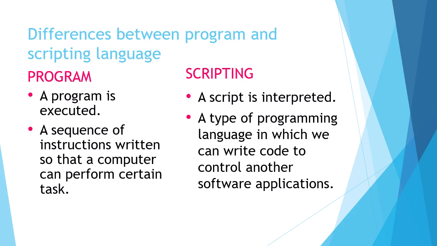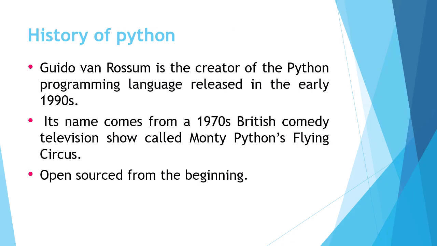Difference between a program and a scripting language. A program is executed, but scripting is interpreted. A program is a sequence of instructions written so that a computer can perform certain tasks, but scripting is a programming language in which we can write code to control another software application.